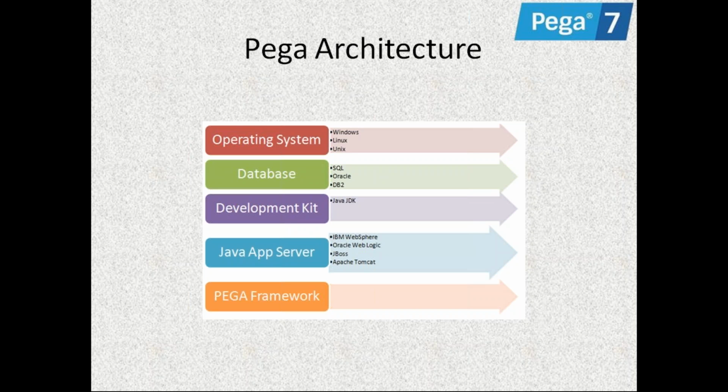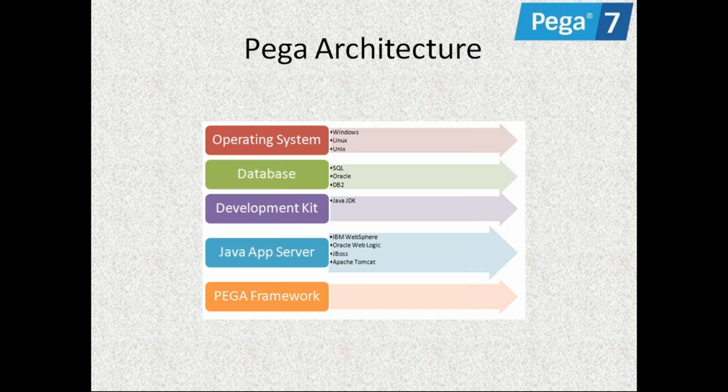When they have taken the license for any project, the client will mention the database and server, or the business people will suggest some database and server according to the requirement. So when they take the license for project development, the database and server access will be given from the Pegasystem server only.